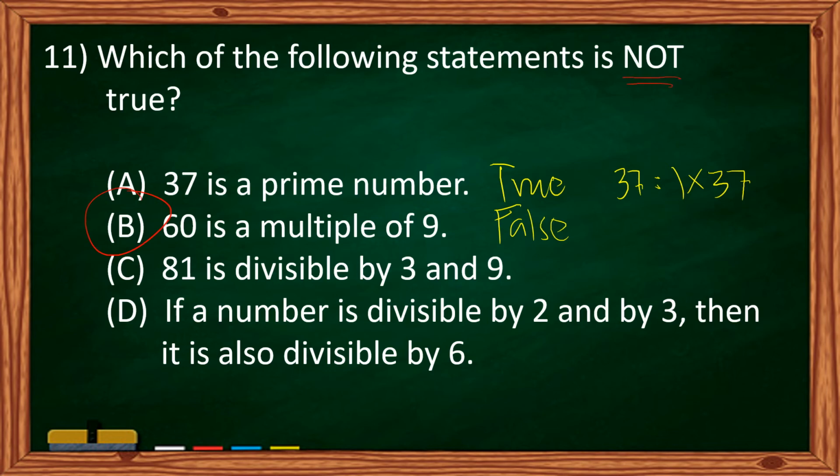But let us try to consider the other choices. 81 is divisible by 3. Yes, because 8 plus 1 is 9 and 9 is divisible by 3. Is 81 divisible by 9? Yes, 81 divided by 9 is 9. So this is true. Next, if a number is divisible by 2 and by 3, then it is also divisible by 6. This is also true as discussed to you last time on our first session. So definitely, our final answer is letter B.